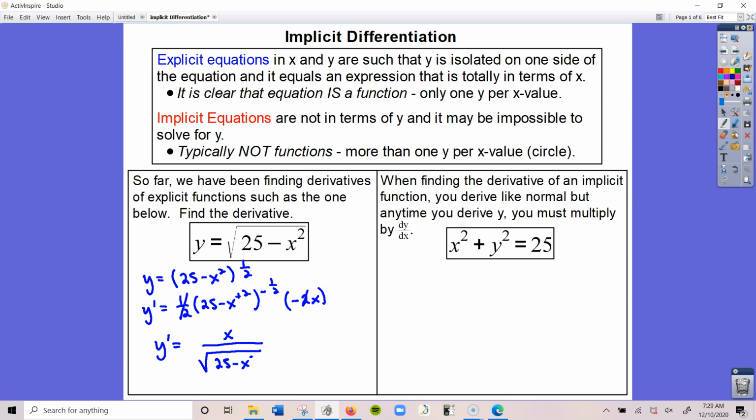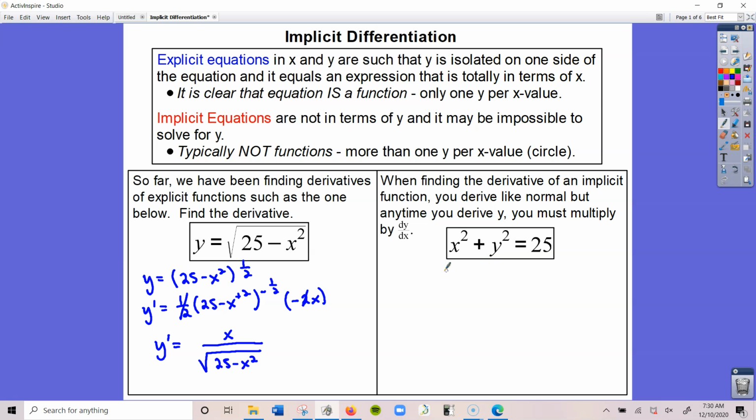Now, this equation, however, is an implicit function, and that's because we see here x squared plus y squared is equal to 25. This equation is not written in terms of y, and if you were to try to solve for y, you would get two equations. You would get y is equal to plus or minus the square root of 25 minus x squared. I did that pretty quickly, but basically if you subtract the x squared and take the square root, you would get the plus or minus. So this is considered an implicit function because y equals two separate equations.